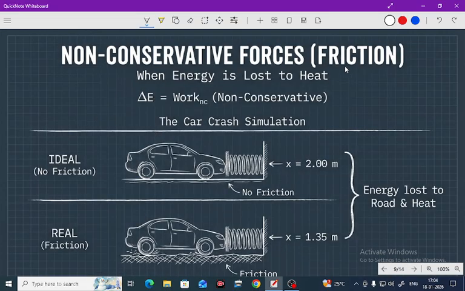Non-conservative forces, or friction: when energy is lost to heat, delta E equals work non-conservative. The car crash simulation: ideal, no friction, x equals 2.00 meter. And with real friction, it is 1.35 meter. Energy is lost to road and heat. So this is non-conservative forces. Friction is a non-conservative force, and the change in kinetic energy equals work, non-conservative. These are the two examples we have given for non-conservative forces.